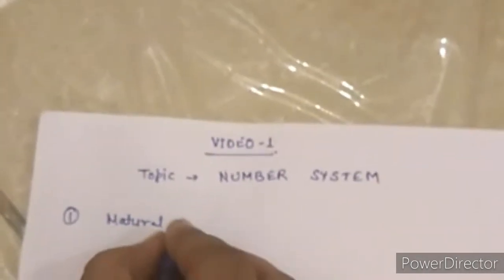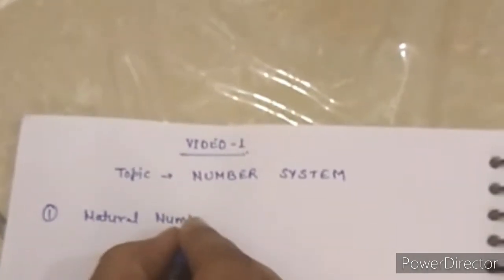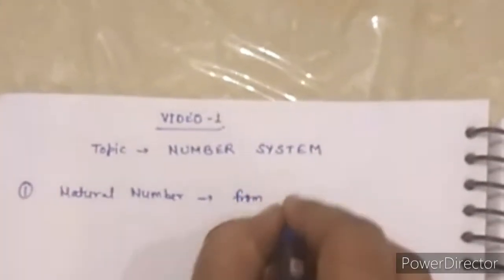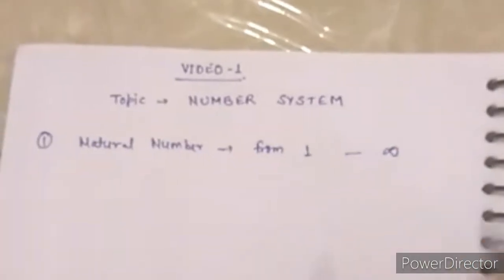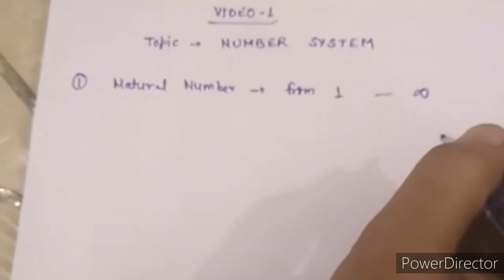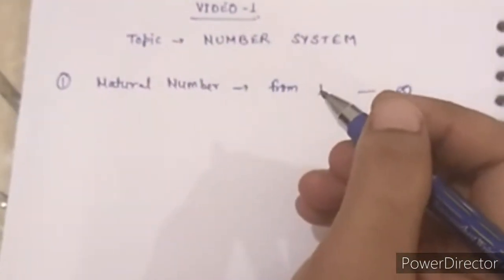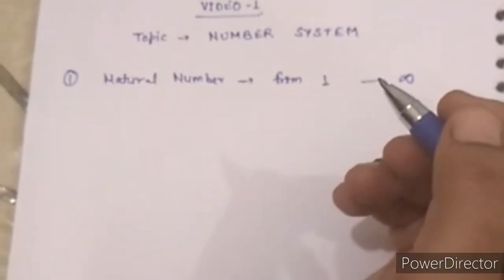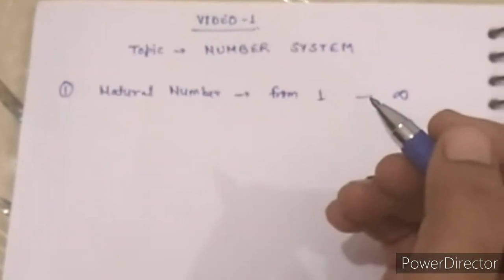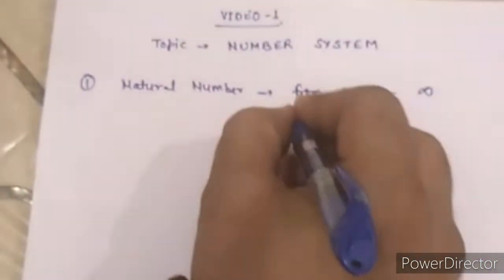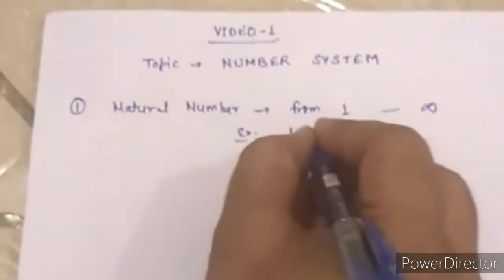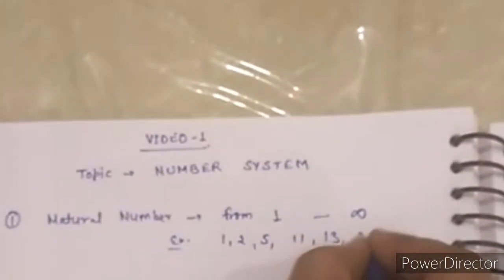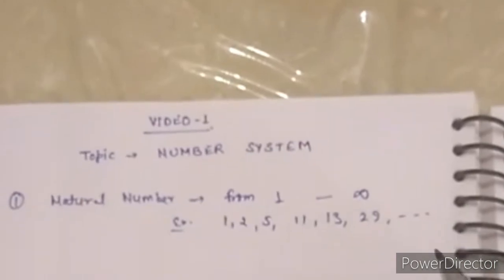So what is a natural number? Any number from 1 to infinity is a natural number. It includes only positive integers. It's very important to note here: only positive integers from 1, 2, 3, 4. Examples like 1, 2, 5, 11, 13, 29, anything.